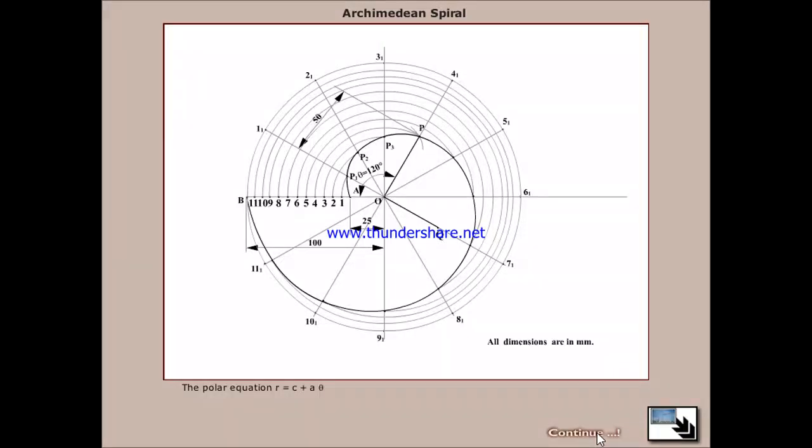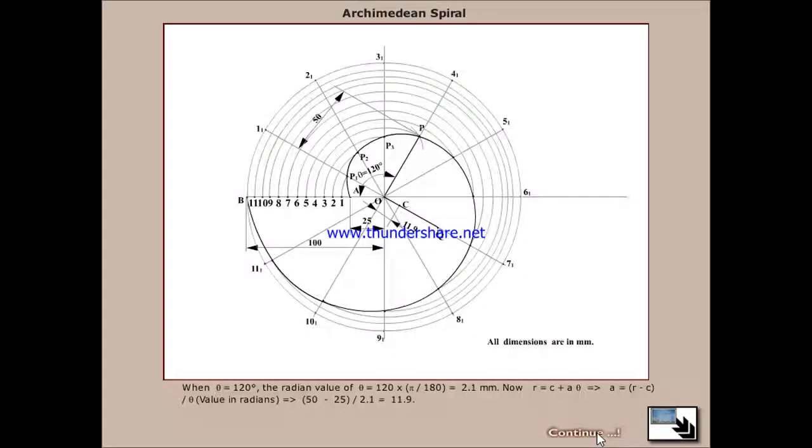Then the polar equation is R equal to C plus A theta, where theta is equal to 120 degrees, R is 50 mm, C is 25 mm. When theta is equal to 120 degrees, the radian value of theta is 120 times pi by 180, which is equal to 2.1.